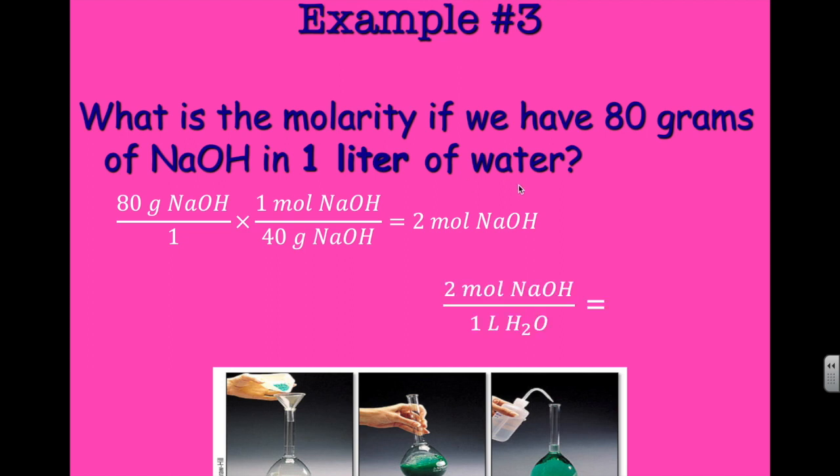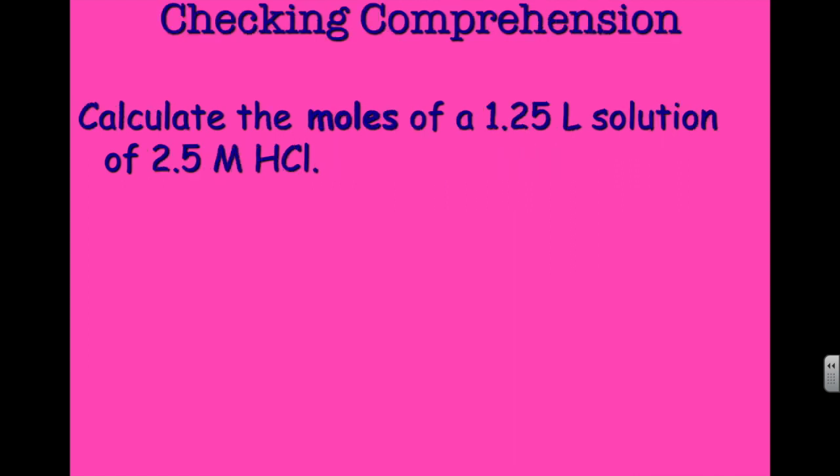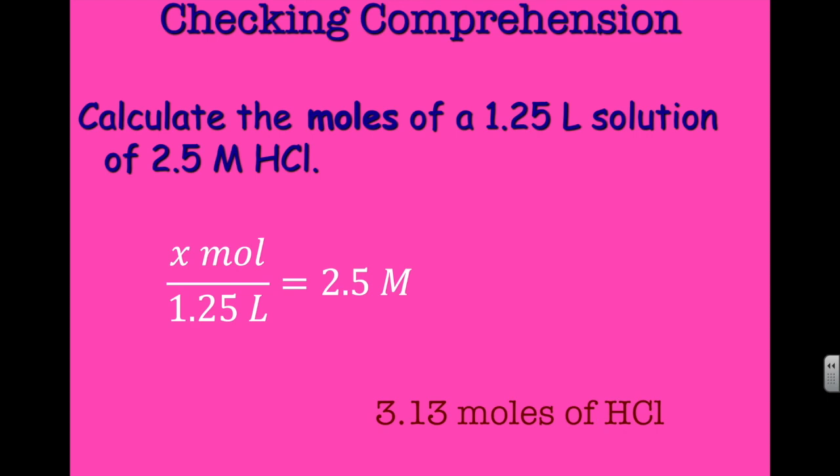Now, just take that 2 moles that you found, divided by your 1 liter from the problem, and that's going to be 2 molar. Very simple. Now calculate the moles of a 1.25 liter solution of a 2.5 molar HCl. That's hydrochloric acid. Well, I'm going to take my unknown number of moles divided by 1.25 liters, multiplied by both sides by 1.25, and I get 3.13 moles of HCl.